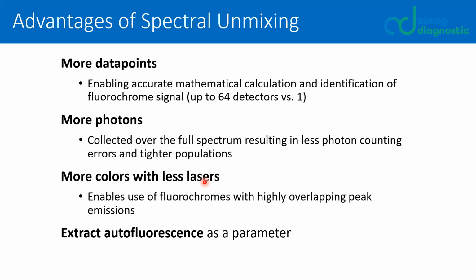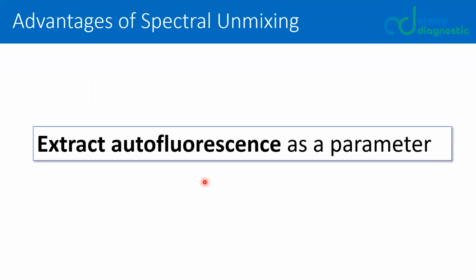The unmixing also allows us to extract the autofluorescence. The autofluorescence contribution to background noise can be minimized by extracting its signature from the sample. So we can treat the autofluorescence as any other parameter, or fluorochrome in our case.